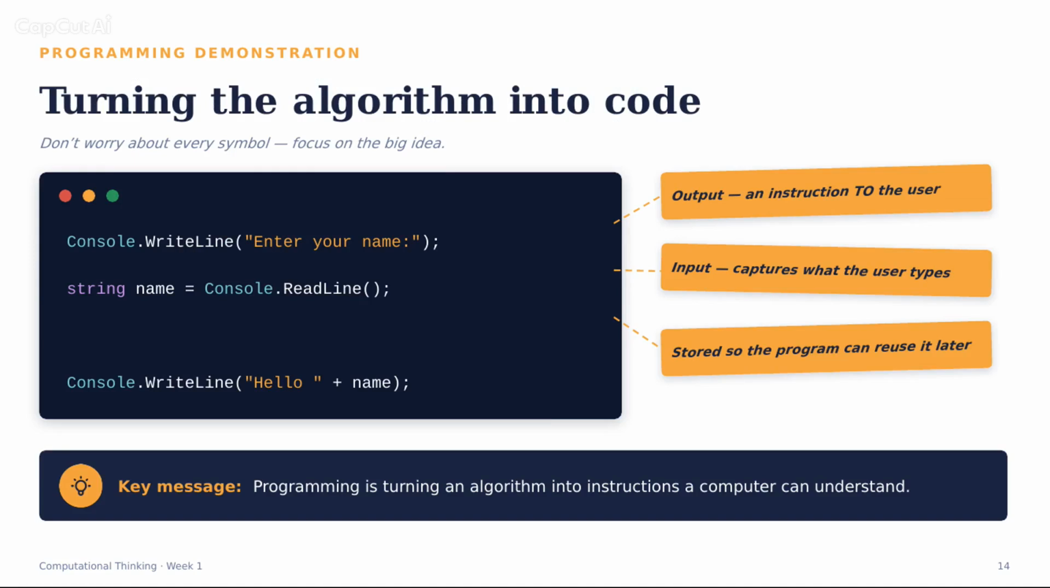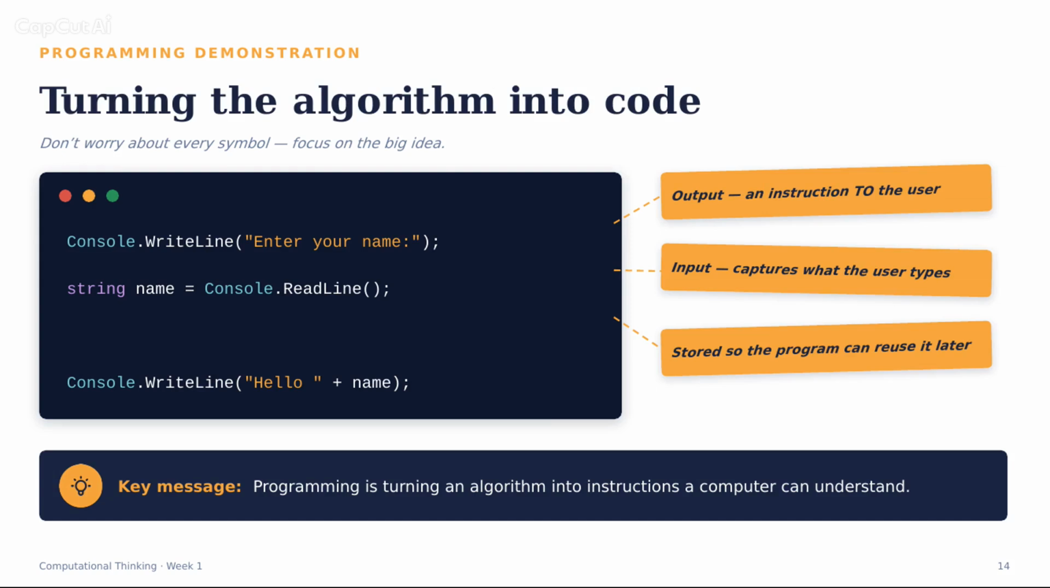Line 1 is output, an instruction to the user displaying a message on screen. Line 2 is input. It captures whatever the user types and stores it in something called a variable. Think of a variable as a labeled box. We're calling this box name, and whatever the user types gets placed inside it, ready to be used again later in the program. Line 3 is output again, this time combining that stored value into a brand new message.